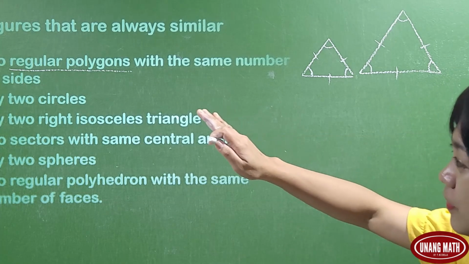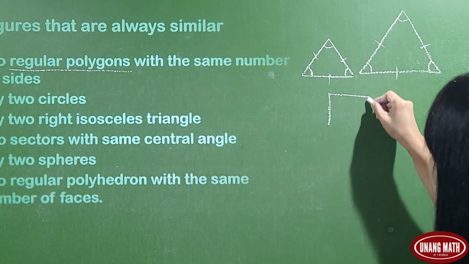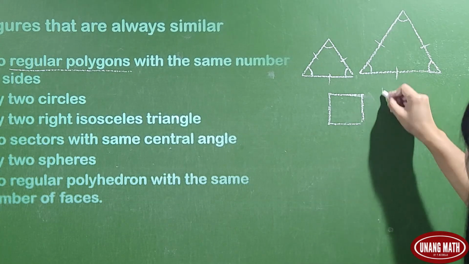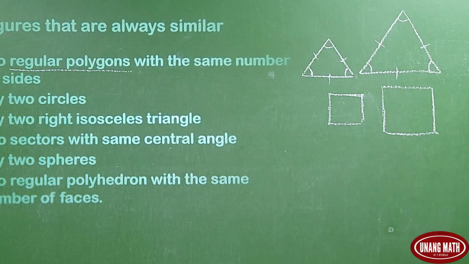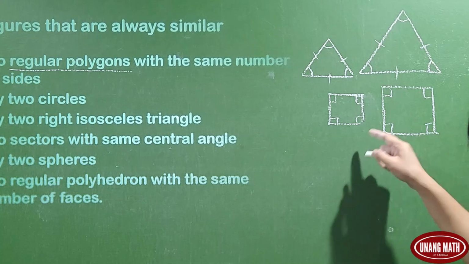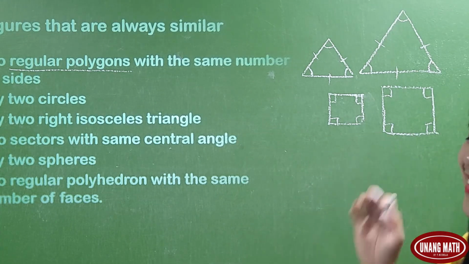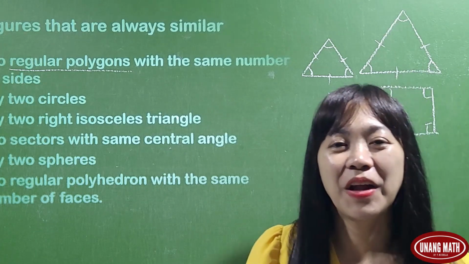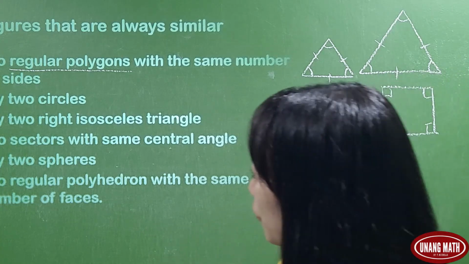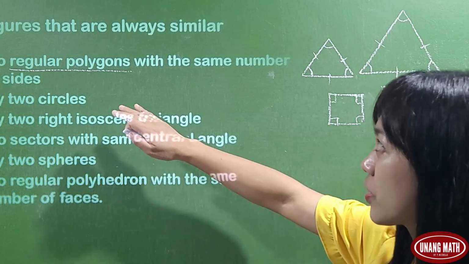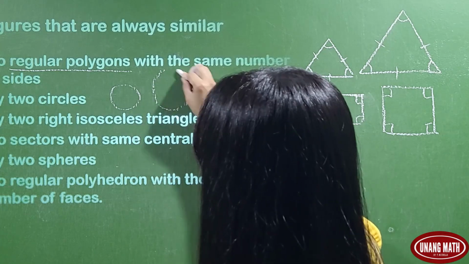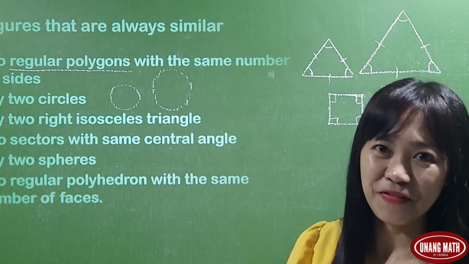What other examples of regular polygons? We also have the square. This is a square and this is also a square. So the measure of each angle is 90 degrees. So these two squares are always similar figures. What else? We also have regular pentagon, regular octagon, and so on. For number 2, any two circles. Any two circles are always similar figures. So this circle and this circle are always similar figures.